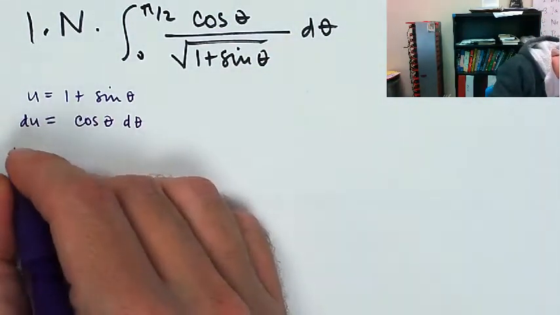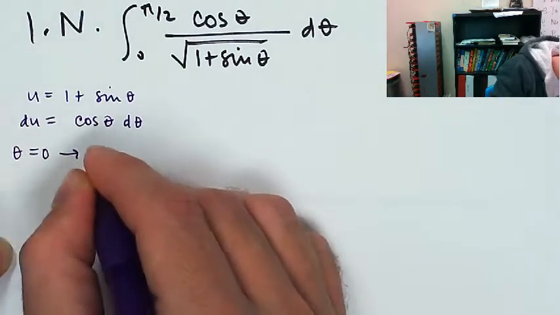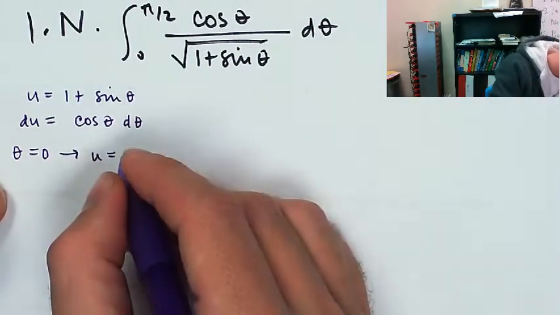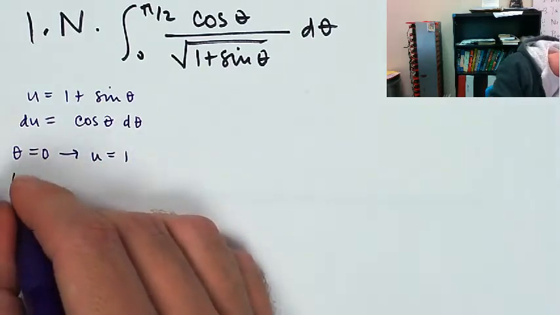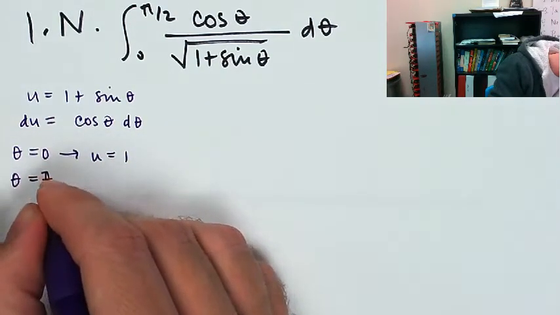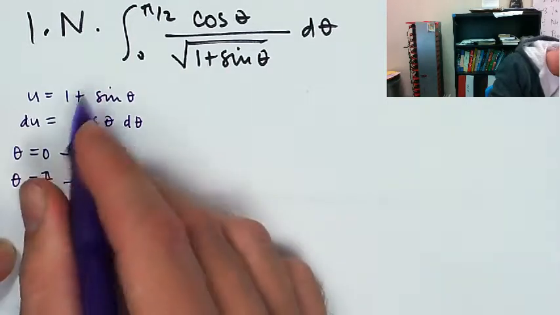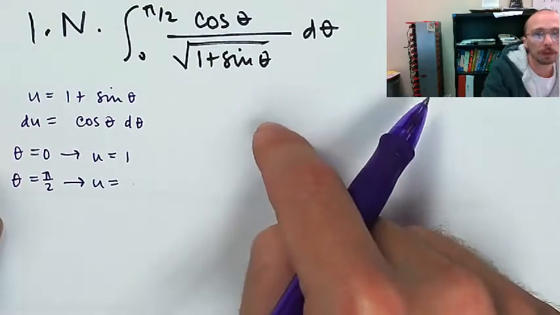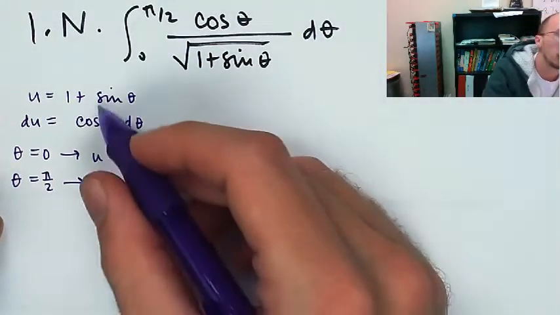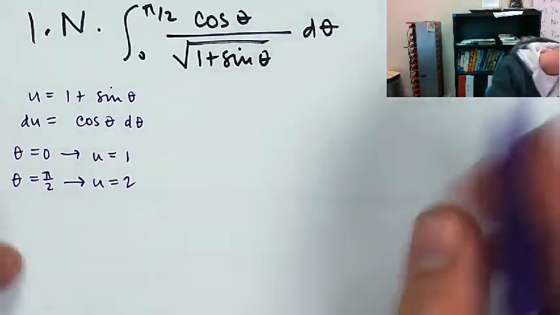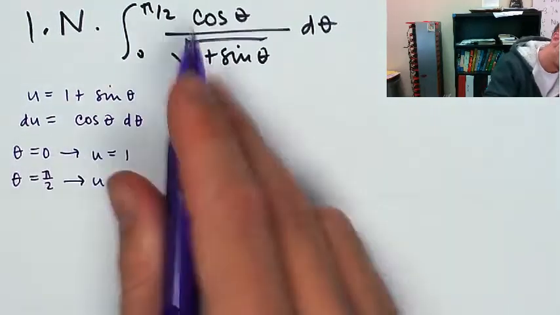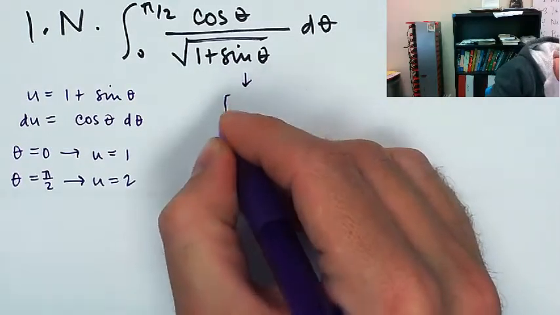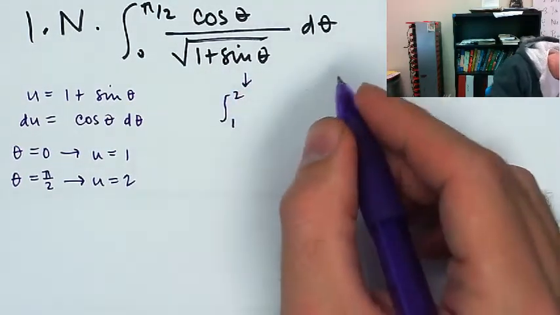Okay, when theta equals 0, u is 1 plus the sine of 0. Sine of 0 is 0, so that'll be 1. And then when theta equals pi over 2, that gives me u equal to 1 plus the sine of pi over 2. Pi over 2 is up at the top of the unit circle, so that's where sine is equal to 1. So I've got 1 plus 1, that's going to be 2. Now with all of this, I'm ready to transform this into an integral that I am much more able to take. So this will be the integral as u runs from 1 to 2.